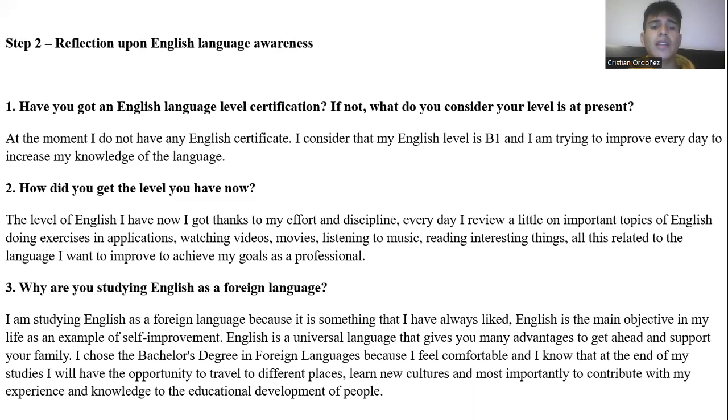Number 2. How did you get the level you have now? The level of English I have now, I got thanks to my effort and discipline. Every day I review a little of English topics, doing exercises in applications, watching videos and movies, listening to music, reading interesting things, and all this relates to the language I want to improve to achieve my goals as a professional.